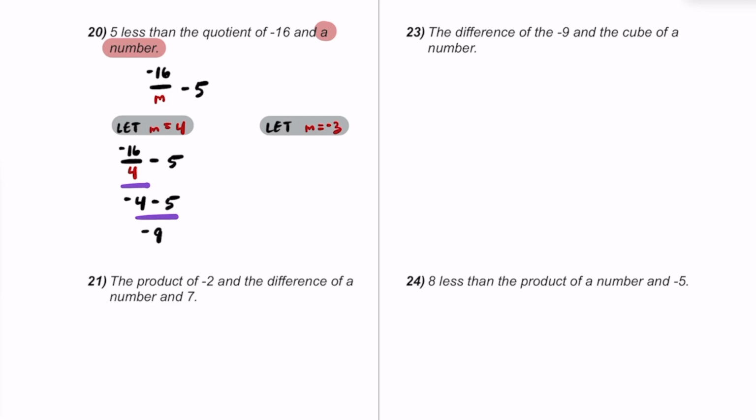And then let's see, what if m is -3? If m is -3, we'll have -16 over this -3. And then we take away 5 afterwards. If we do this first division, I think the negative divided by negative is going to be a positive, and then we're going to have a remainder here. So we're going to have here, I think, 5 and 1/3. So it's +5 and 1/3, take away 5. Now 5 and 1/3 take away 5 is just going to be +1/3 here. Okay, so if we say m is -3, then this expression would be equal to +1/3.